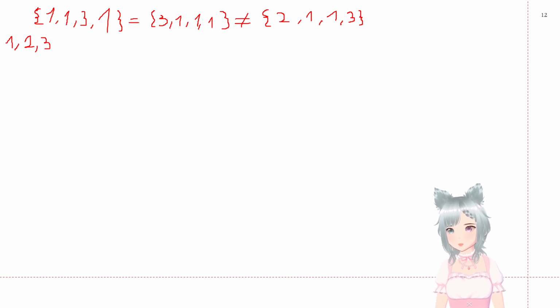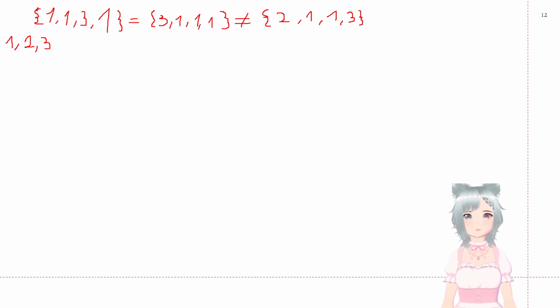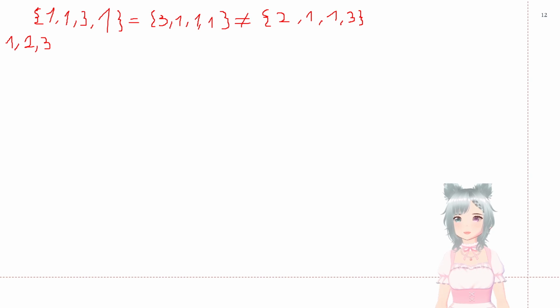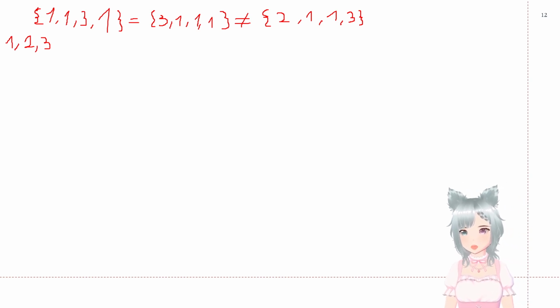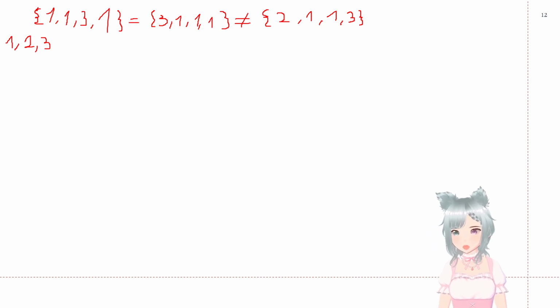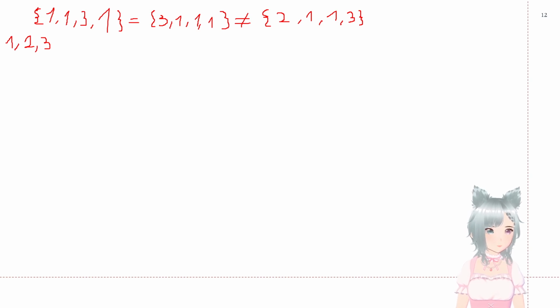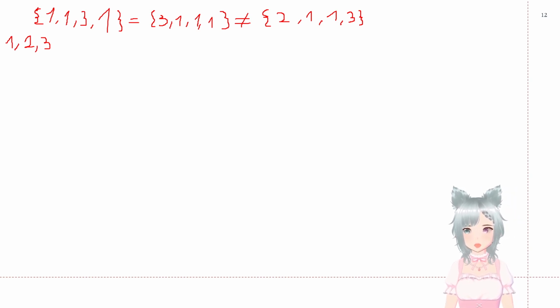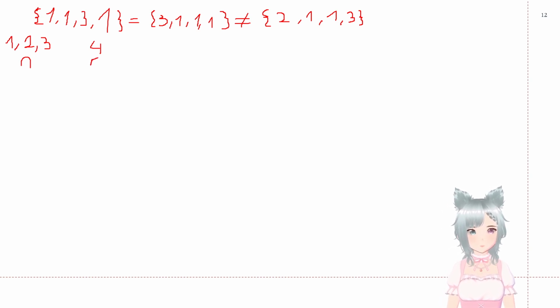This will be different because now we don't have our 3 1s and our 2 anymore, and our 1 3 anymore, but we have a 2 instead of 1 1. So now what we do is, 1 2 3, these are our n numbers, and we pull out 4, which is our r amount.